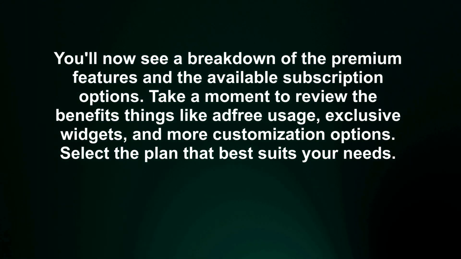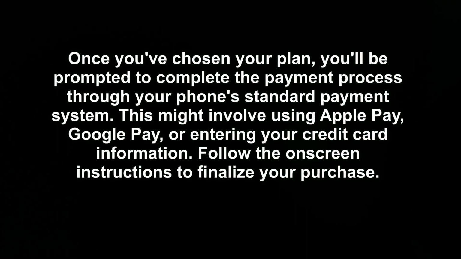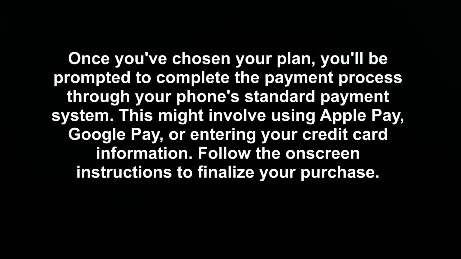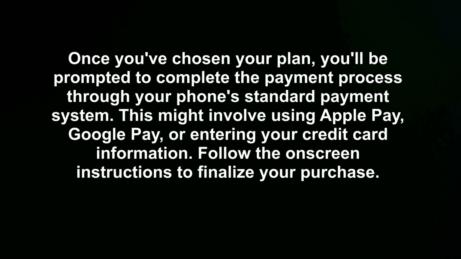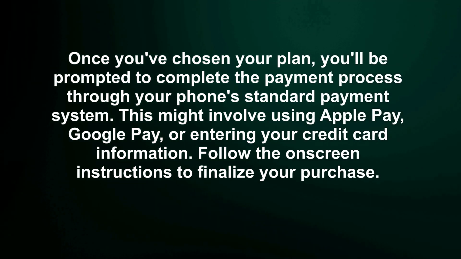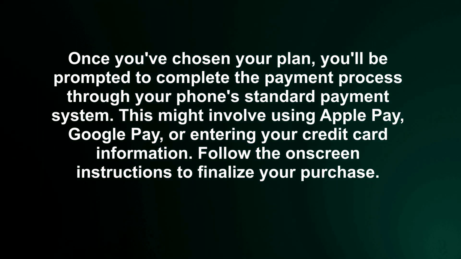Select the plan that best suits your needs. Once you've chosen your plan, you'll be prompted to complete the payment process through your phone's standard payment system. This might involve using Apple Pay, Google Pay, or entering your credit card information. Follow the on-screen instructions to finalize your purchase.